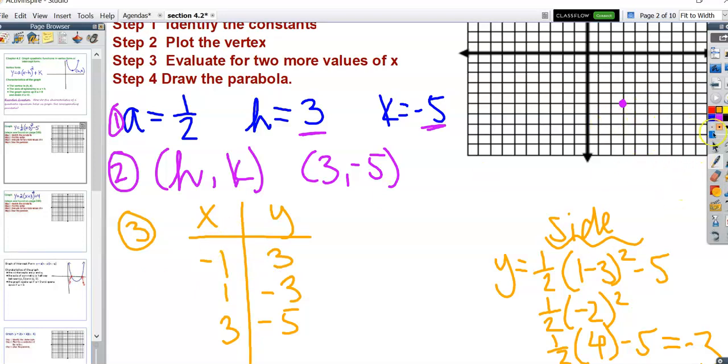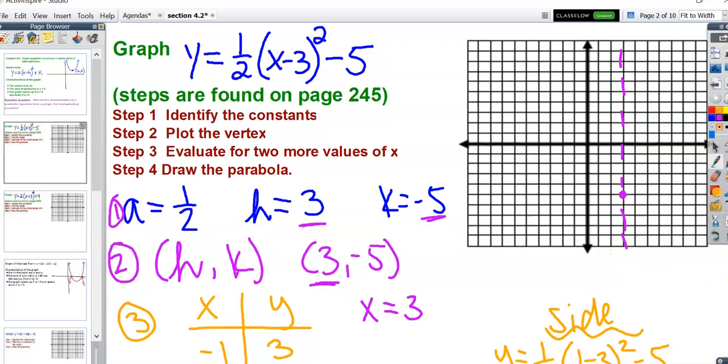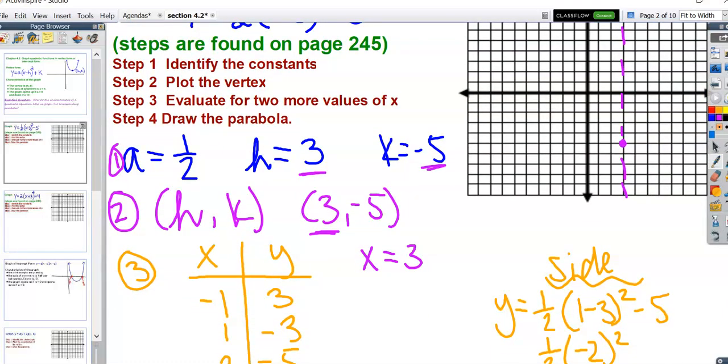So the whole reason we're talking about the axis of symmetry is because that can actually help you plot points. I'm going to graph the axis of symmetry. The axis of symmetry is the equation x equals whatever our h value was, which is 3. So I'm going to draw a dotted line through the vertex. I'm going to plot those other points that I just calculated. 1, -3, and then -1, 3.